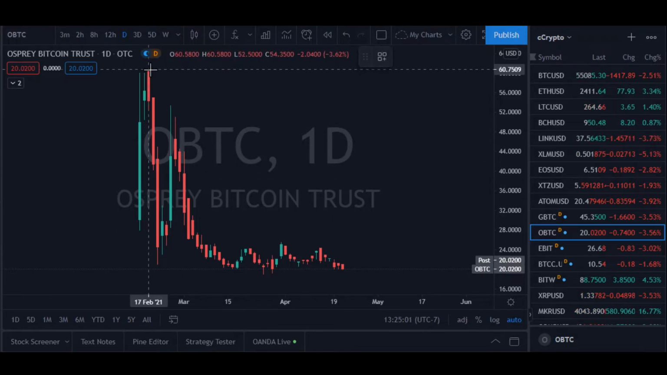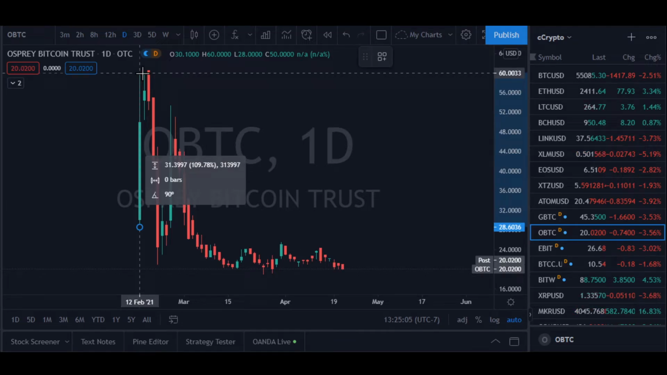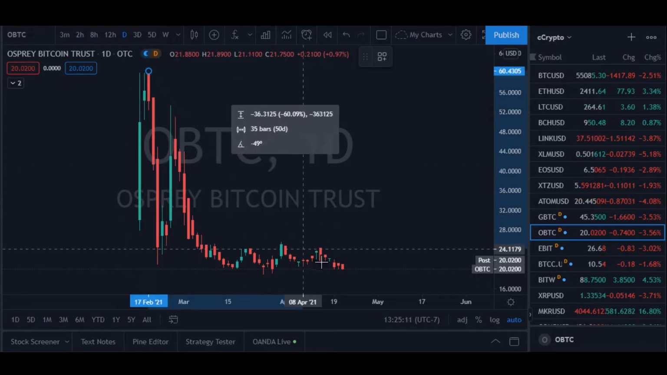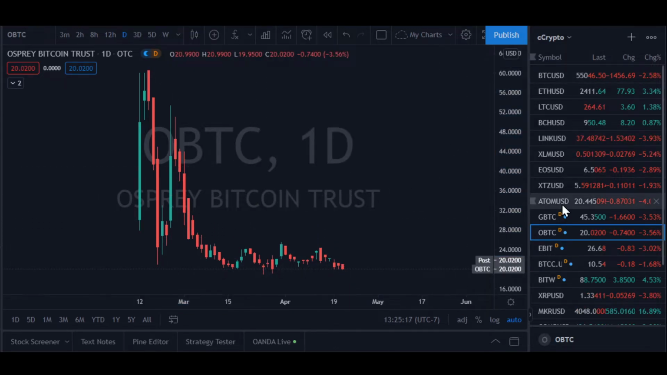But look at this price action. After its initial spike, it was up 100% over a period of 3 days, right? But ever since then, look at how far it's dropped. It's dropped over 66%. Okay, so in terms of price action, look at it. It's dropped even worse than GBTC has.